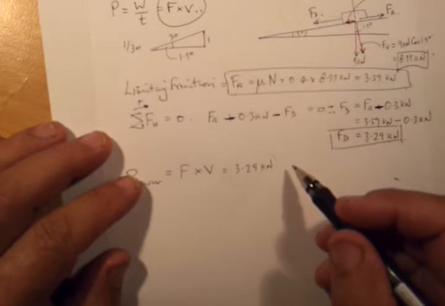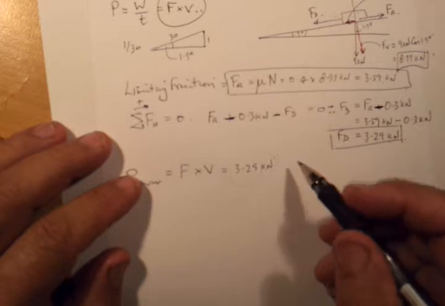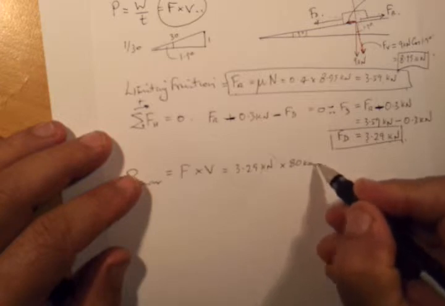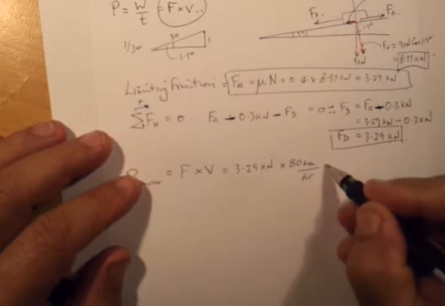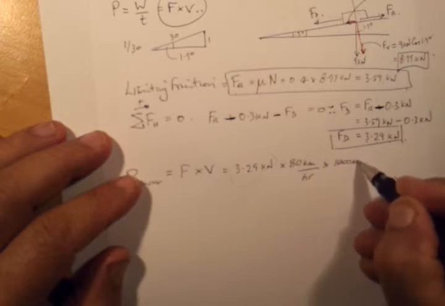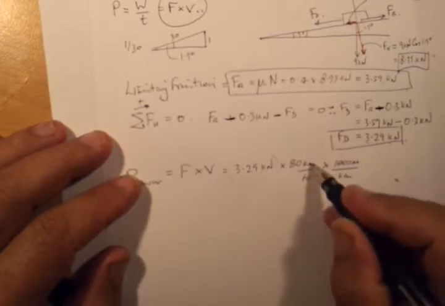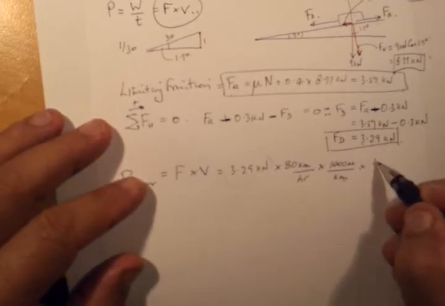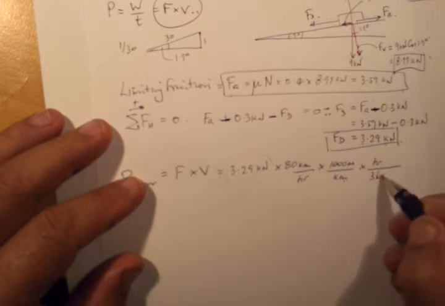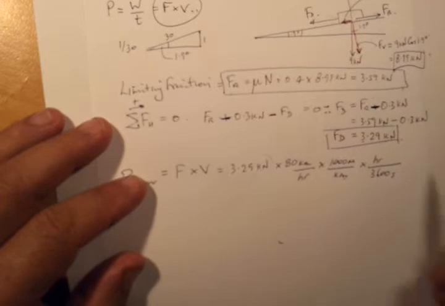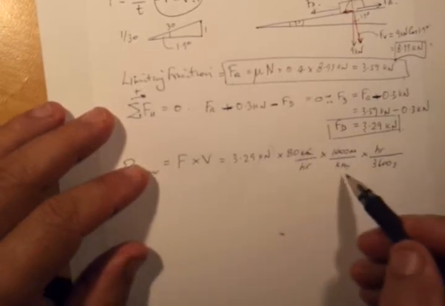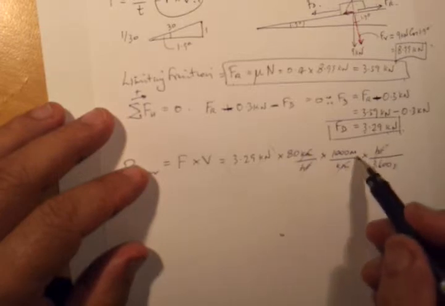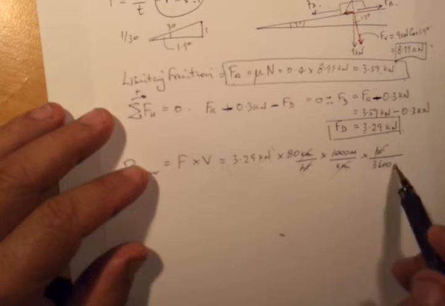3.29 kilonewtons. Now we've got to multiply by 80 kilometers an hour. Now this is how I do it. So it's 80 kilometers per hour. We multiply this by 1,000 meters per kilometer, putting the kilometers in bottom so they'll cancel out. Multiply it again by 1 hour per 3,600 seconds. Then we'll get our correct calculation because kilometers will cancel out, hours will cancel out, and the remaining units will be meters per second, which is what we want for velocity.